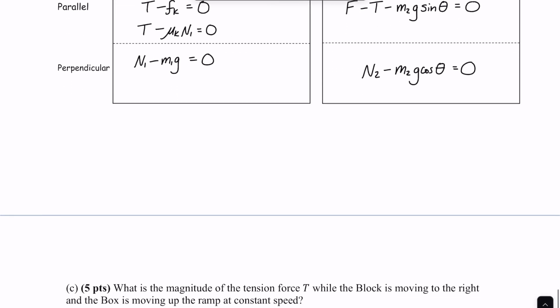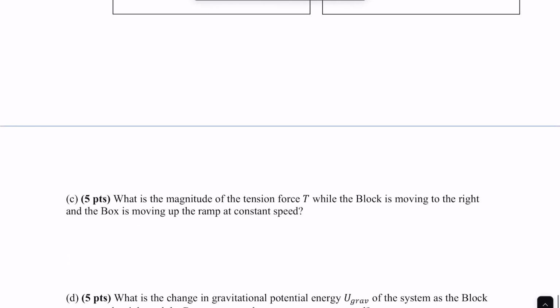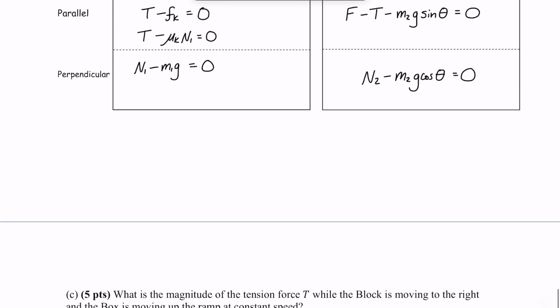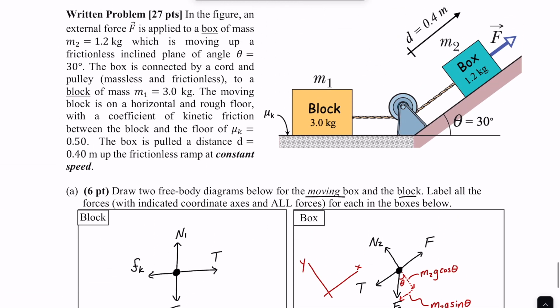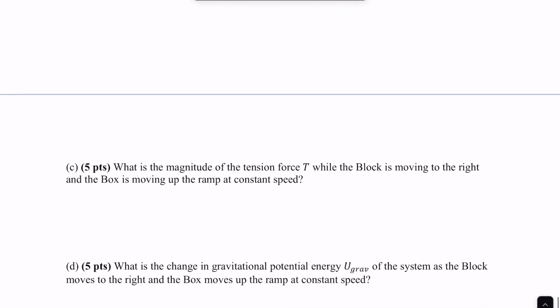Moving on, we now need to solve some computational problems, so it will help us to go back to the top and figure out what are all of our numbers. The box has a mass of 1.2.